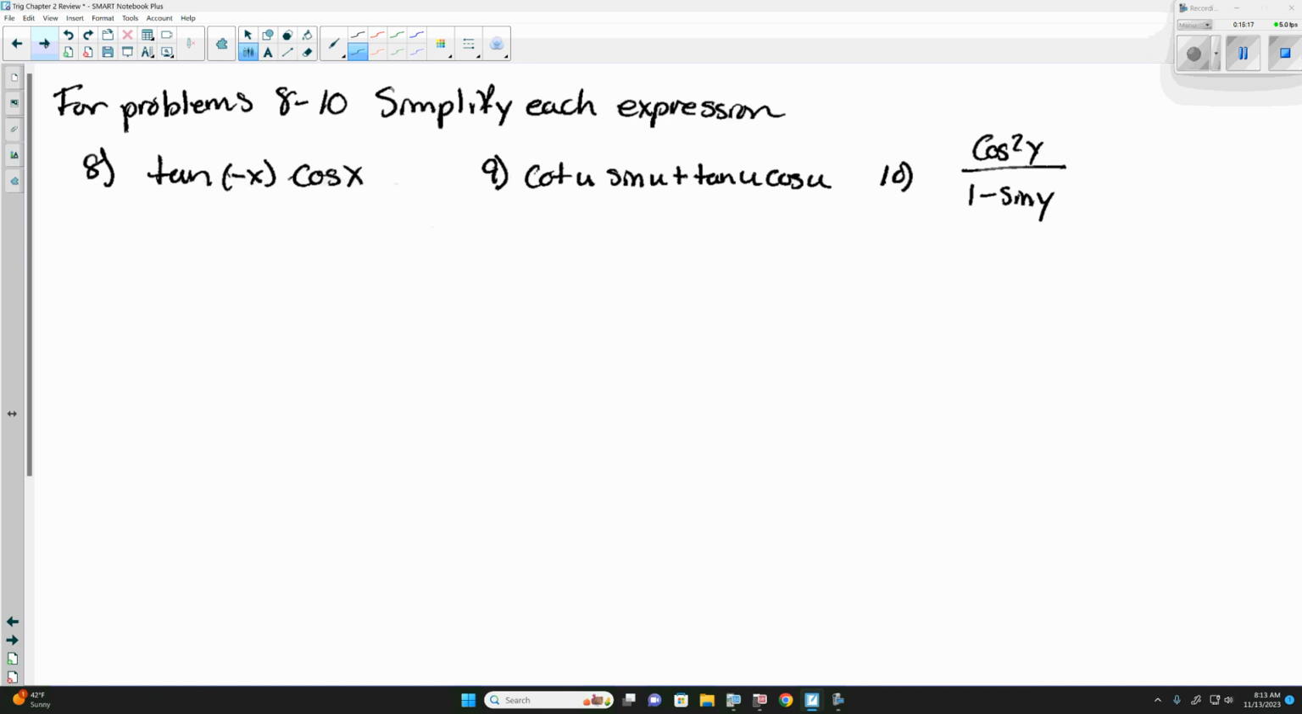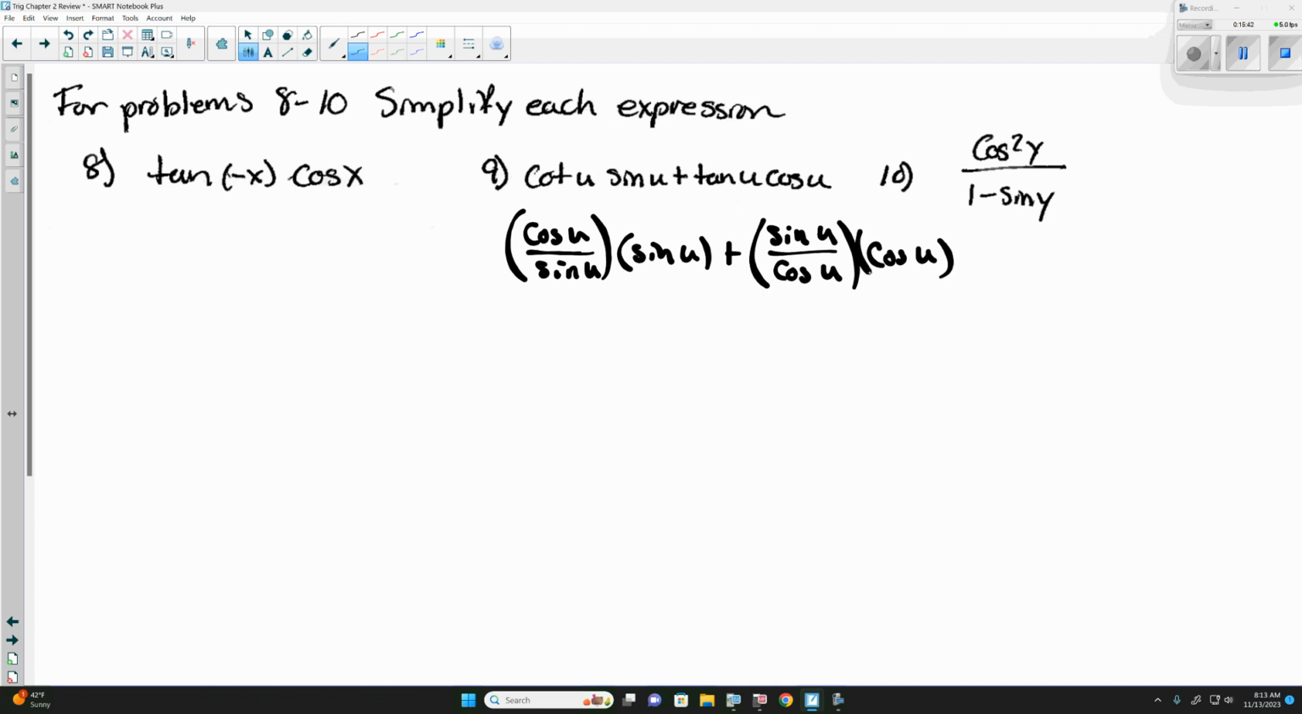Now, we do have tangent, cotangent, sine, cosine. Well, cotangent, in terms of sine and cosine, is cosine of u over sine of u times sine of u. Tangent of u is sine of u over cosine of u times cosine of u.